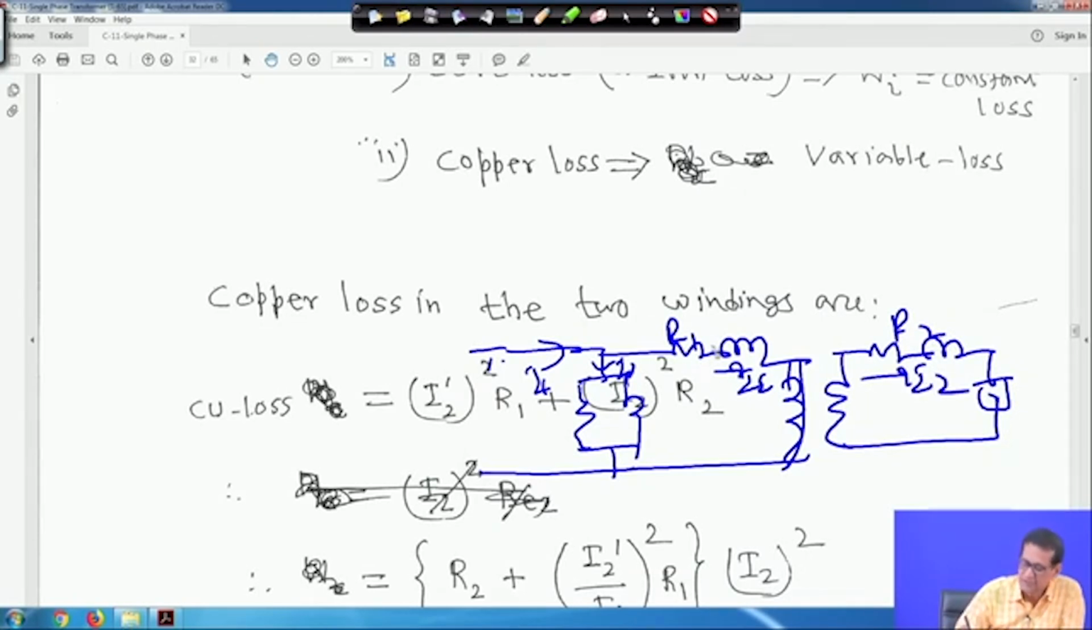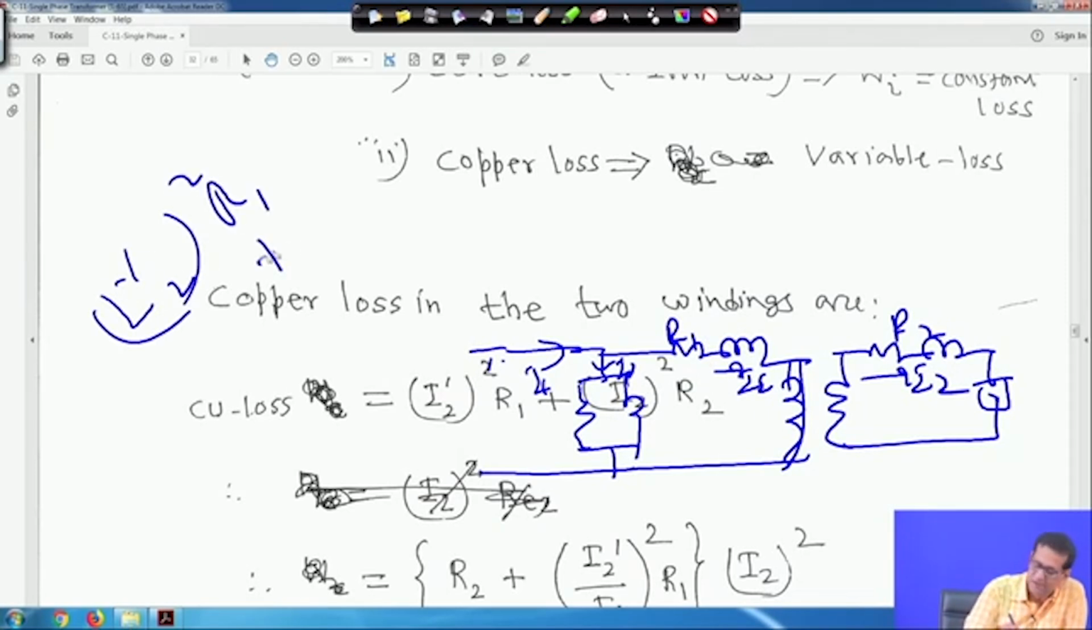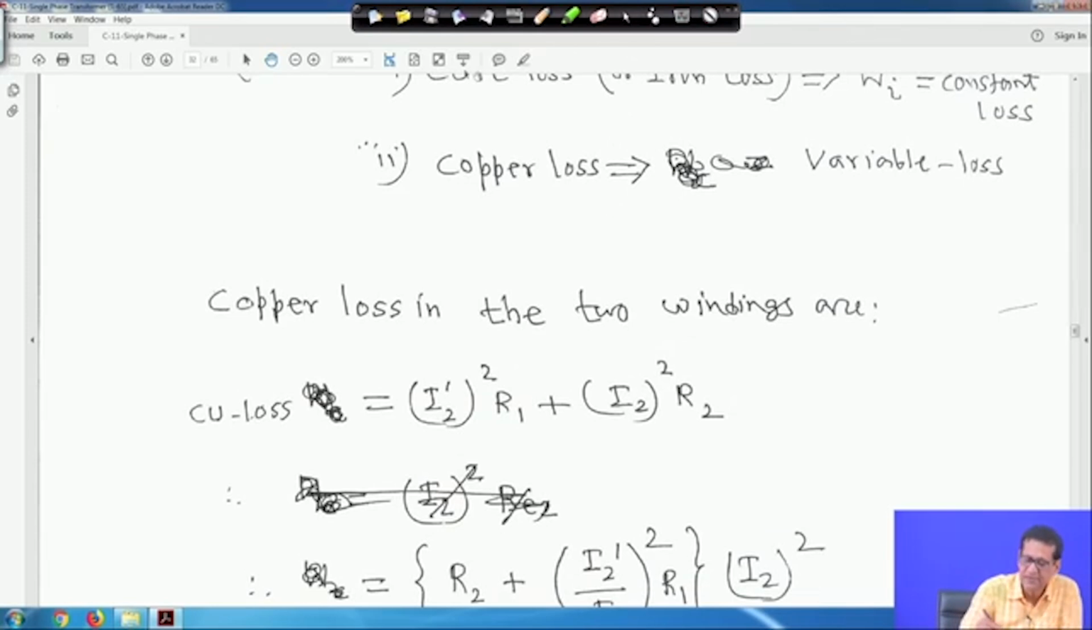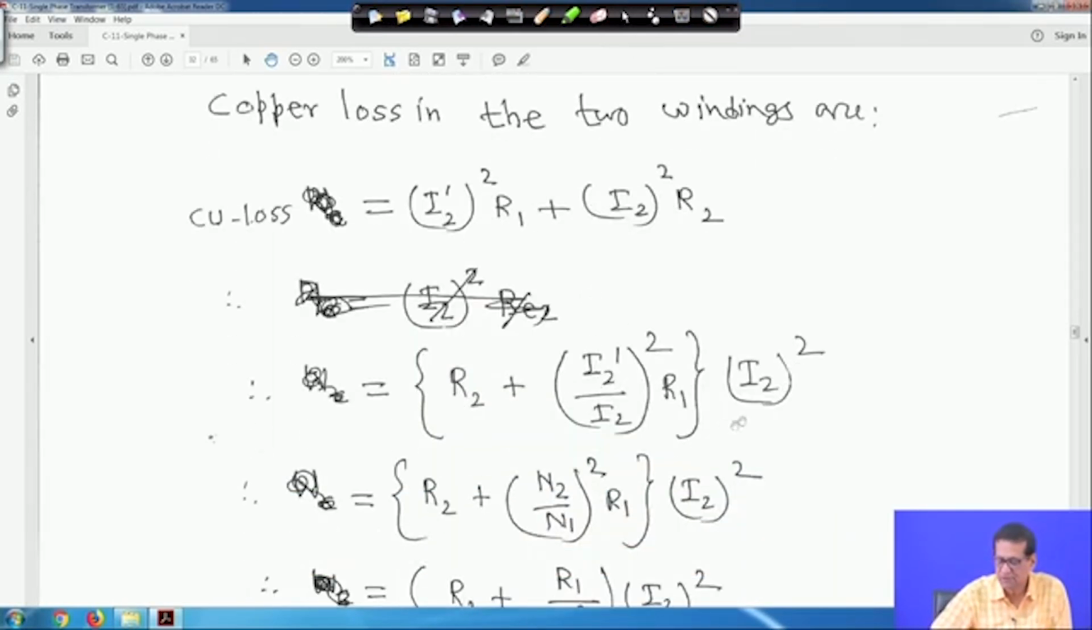So the total copper loss, the real power loss, is the magnitude of I2 dash square into R1 plus I2 square into R2. Let me write it: I2 dash square R1 plus I2 square R2, the total copper loss. In this case you take I2 square common, so it becomes I2 square times R2 plus I2 dash upon I2 whole square into R1.